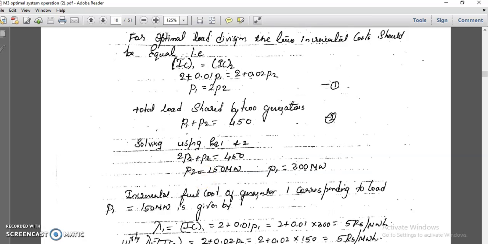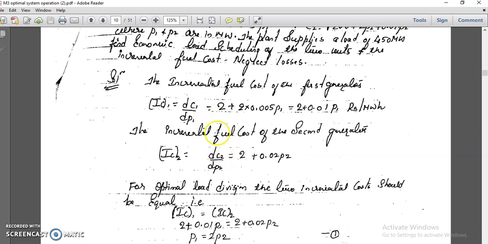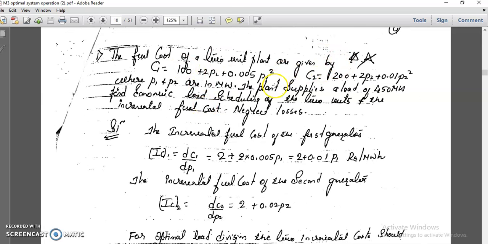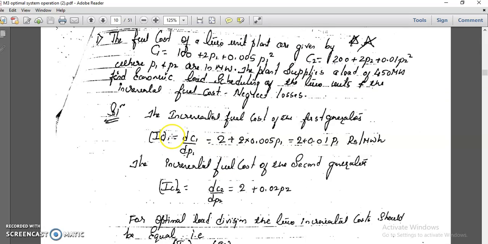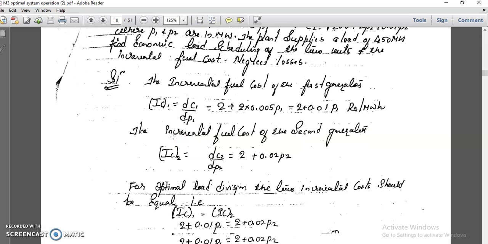So now what you have to do here, whatever equation they have given, IC1, IC2 or C1, C2, whichever, you can substitute in either equation. We want lambda, so we have to take this one only, because this is the incremental cost criteria. So lambda will be the incremental fuel cost. So this is the lambda.